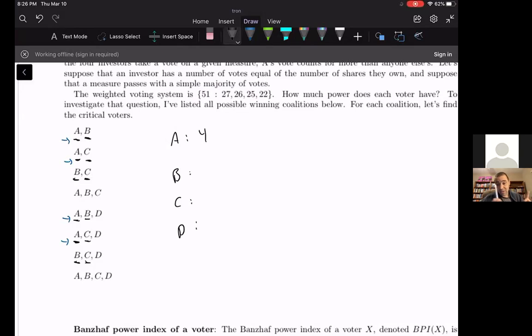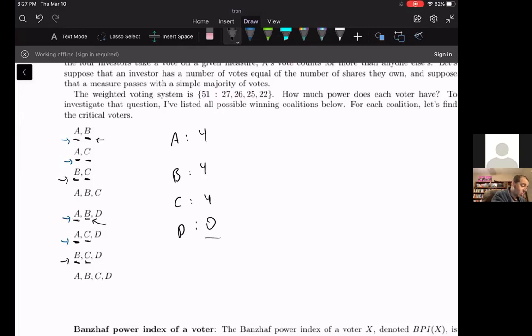So what does that mean? There are 4 different ways to pass a motion where A is really needed. A's opinion really matters there. And for B, we could do the same counting, B, B, B, B, still 4 ways. C, if you count up the underlines, 4 ways. D, 0. So what Banzhaf thought was, well, A is critical 4 times, B is critical 4 times, C is critical 4 times, D is critical 0 times.